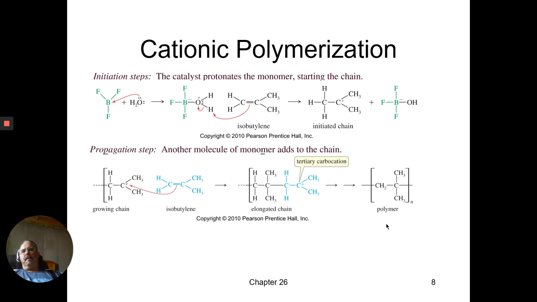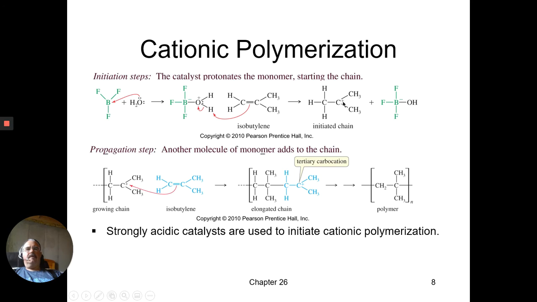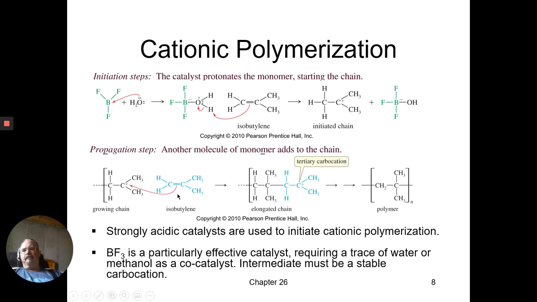Okay, a second means of polymerization is cationic polymerization. And here we start with a Lewis acid, BF3, or sometimes sulfuric acid. Okay, we protonate an alkene, which generates a carbocation. Another alkene attacks that carbocation, and then the process keeps going. Boron trifluoride is a particularly effective catalyst. It just requires a trace of water or methanol as a co-catalyst.